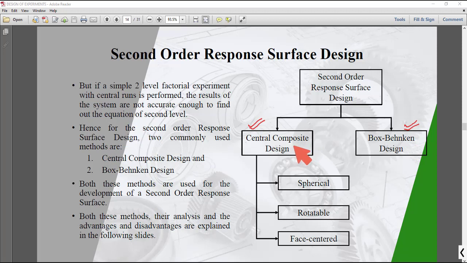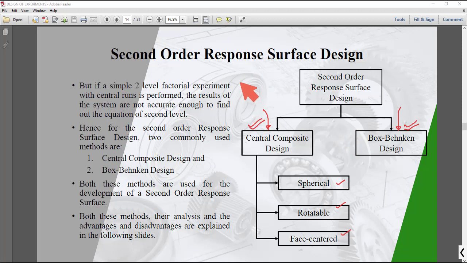We are going to see central composite design in depth and just an overview of the Box Behnken design, because central composite design is given in your syllabus as a separate topic itself. So we will be looking at central composite design in much more detail. In central composite design also, there are three subtypes: spherical, rotatable and face centered. There is not much difference between these three, only a simple difference, and we will see this as we go forward.